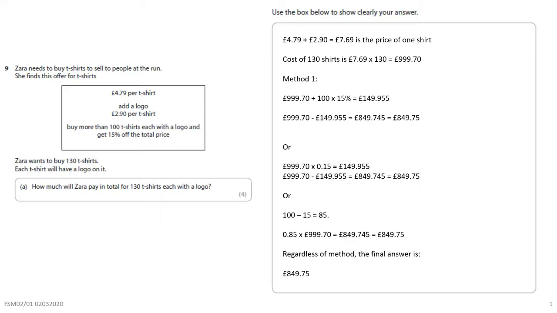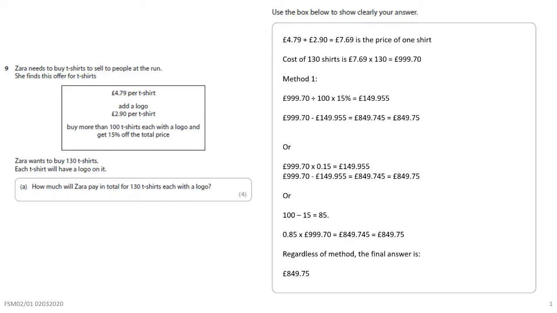What we're doing is taking the price of the t-shirt and then adding the price of the logo on it. £4.79 plus £2.90, £7.69 is the price of a shirt. 130 of these are needed, times that by 7.69 gives you the figure of 999.70, which is the first price. You then have to find the percentage.